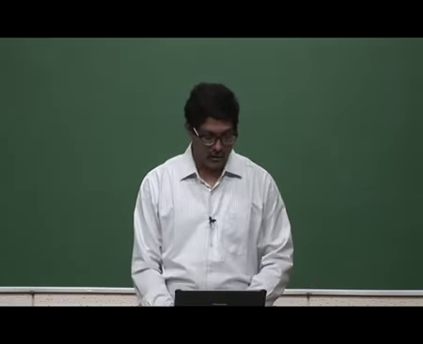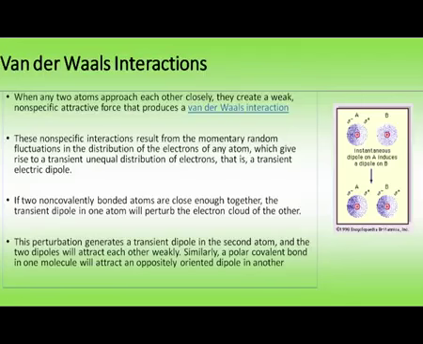So, if two non-covalently bonded atoms are close enough together, the transient dipole in one atom will perturb the electron cloud of the other, and this perturbation generates a transient dipole in the second atom, and the two dipoles will attract each other weakly, and this weak interaction is called the van der Waals interaction.